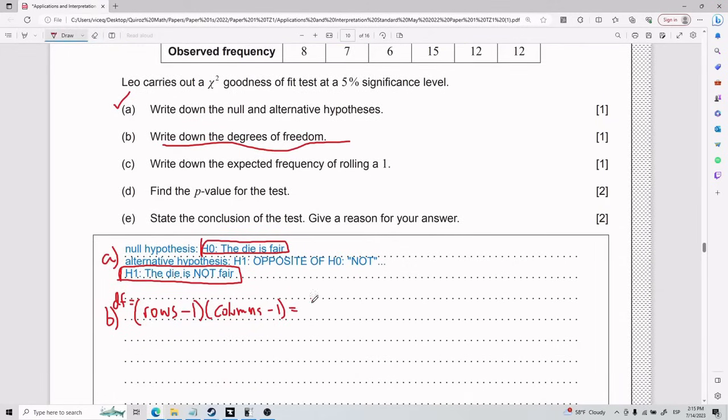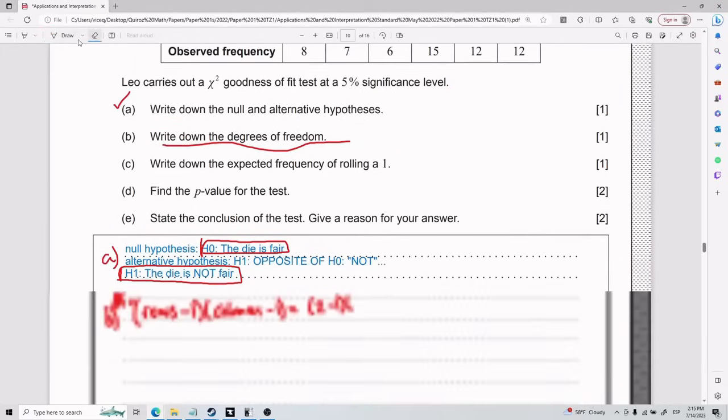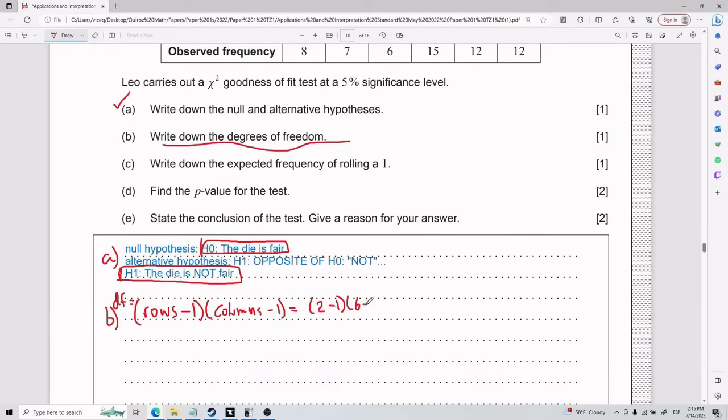So how many rows do I have? I have 2 minus 1. How many columns do I have? I have 1, 2, 3, 4, 5, 6. Okay. So that means I have 6 columns minus 1. That means I have 2 minus 1 is 1. 6 minus 1 is 5. 1 times 5 is going to be 5. So degrees of freedom is going to be 5. That is part B. Part C, write down the expected frequency of rolling a 1.